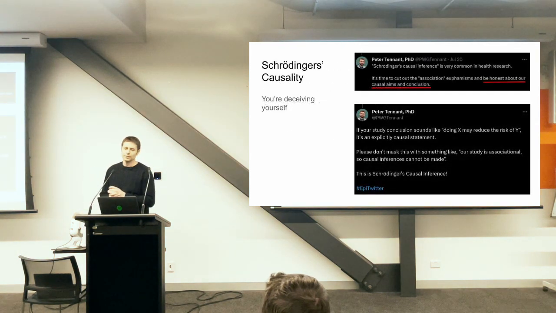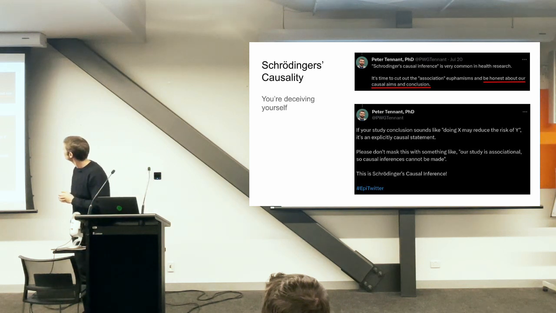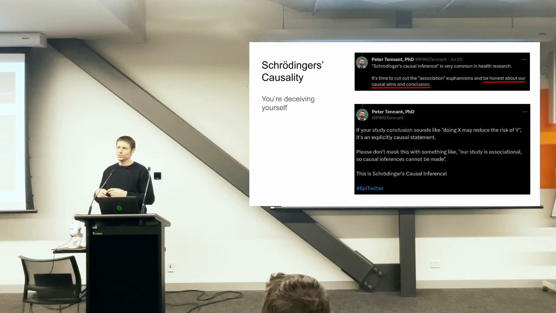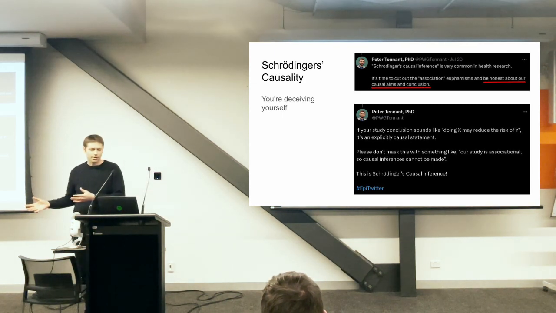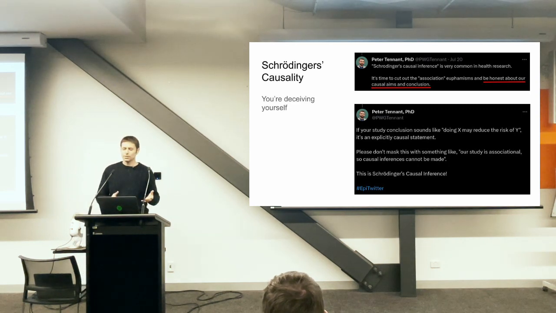There's this phenomenon, which this guy on Twitter or X or whatever it's called, he called it Schrodinger's causality. So you remember like Schrodinger's thought experiment about the cat in the box that was simultaneously dead and alive. So people in research, they sort of often talk about, in one part of the paper they may say, doing X reduces the risk of Y, which is a causal statement.